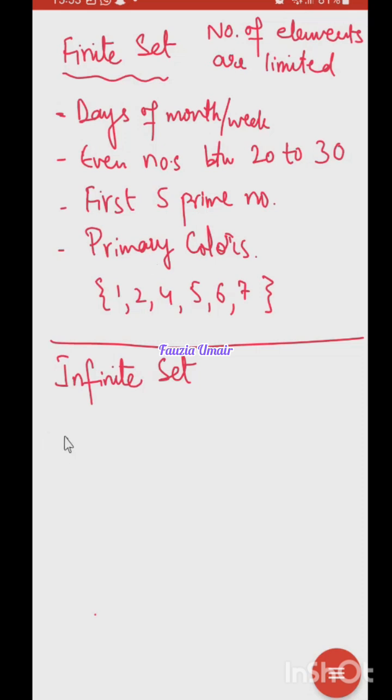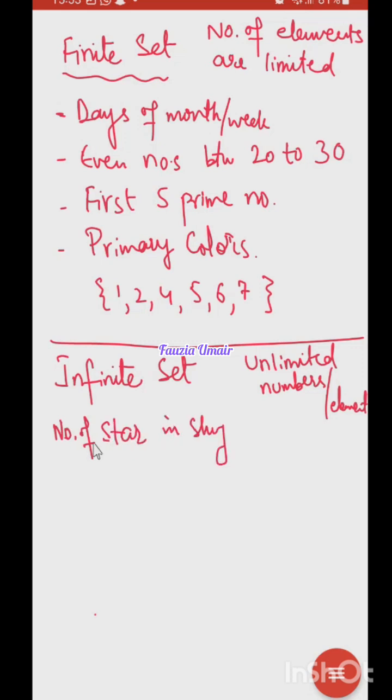But what are the examples of infinite set when the number of elements are unlimited? Natural numbers, all the natural numbers. Very good. Yes. Unlimited numbers. Ma'am, how many stars are there in the sky? We can't count them. Very good. So number of stars in the sky. Natural numbers. Ma'am, prime numbers. That's right. So composite natural numbers, composite numbers. That's right.